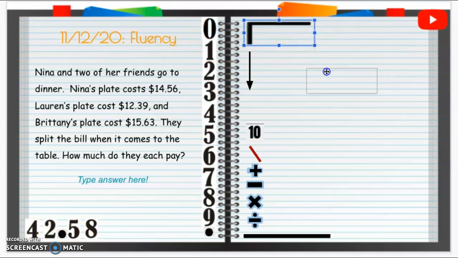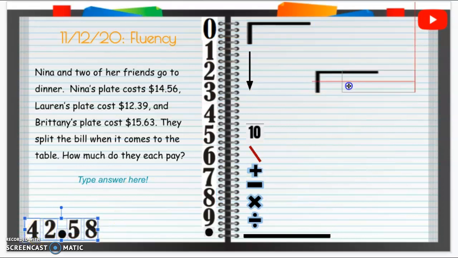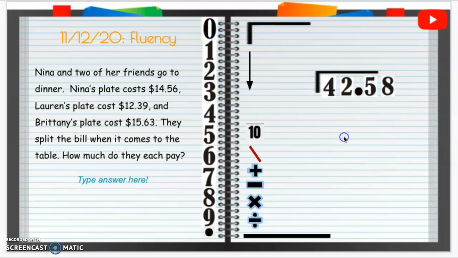So what we need to do is divide here. So we're going to have $42.58. We are going to divide that by 3, because there's 3 of them. All right, so how many times can 3 go into 4? I know, well, first, what can we do with that decimal here? When we're dividing, we pop that decimal up. So pop that decimal up.